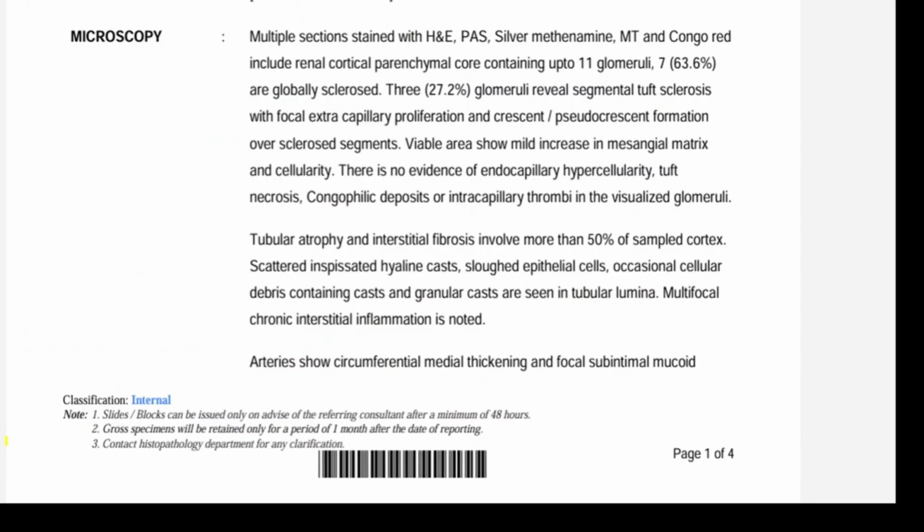So next we will go to the microscopy. This is a continuation of the previous page only. See what they have mentioned: multiple sections have been stained with eosin and hematoxylin, periodic acid Schiff, silver methenamine, Masson trichrome and Congo red. They have used 5 stains to check the section. They have made 5 slices. Each slice will be stained with a separate stain, and the 5 stains are seen separately.